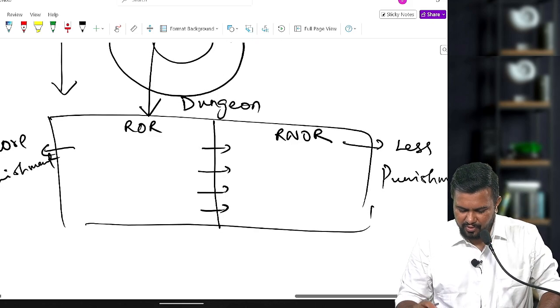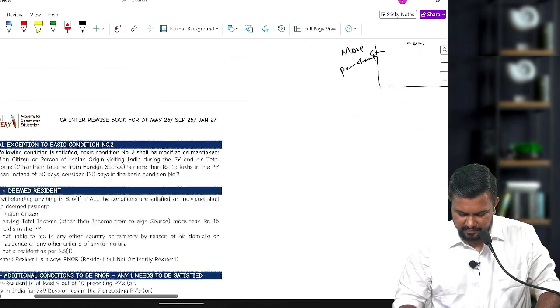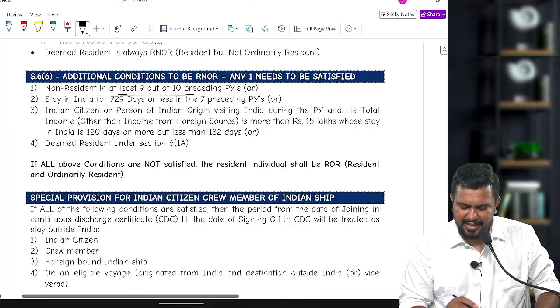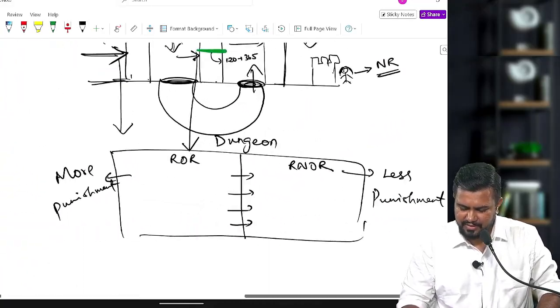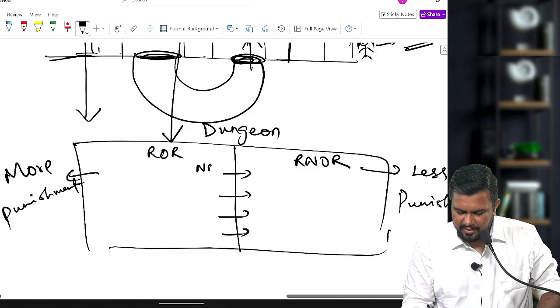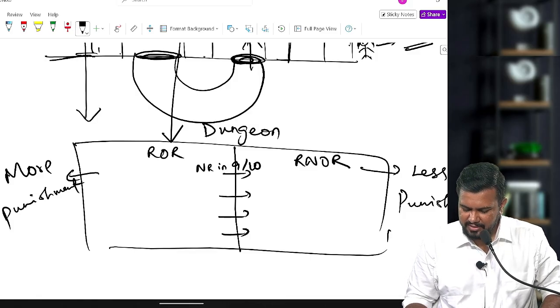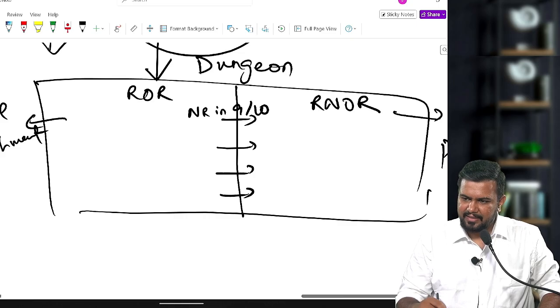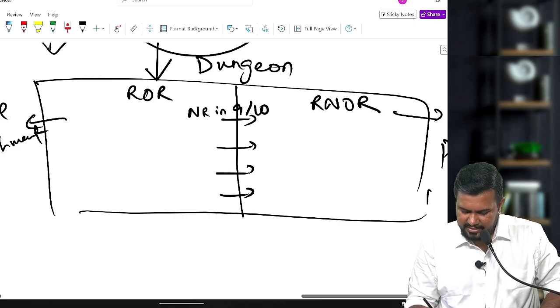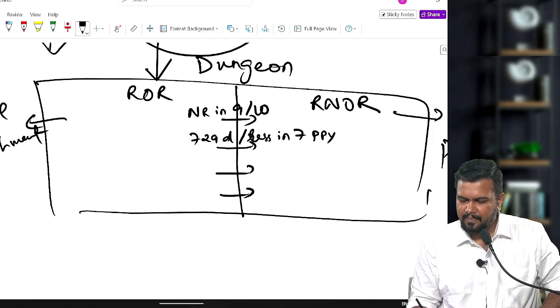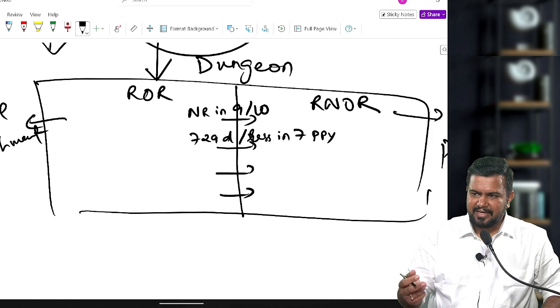What are the four doors? Door number one is that you are non-resident in 9 out of 10 preceding previous years. So NR in 9 out of 10 preceding previous years. Then the second door is stay in India 729 days or less in 7 preceding previous years. 729 days or less is the second door.